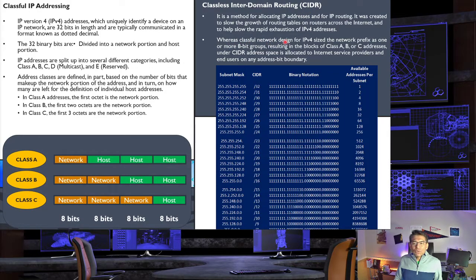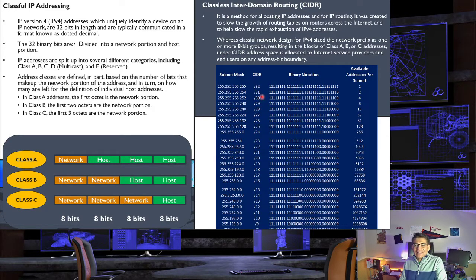Whereas classful network design for IPv4 sized the network prefix as 1 or more 8-bit groups, and we see that here, resulting in the blocks of class A, B, or C addresses, which again we saw earlier today. Under CIDR address space, the allocation is given a little bit easier and more freely, because we are able to use any address bit boundary. So we are not restricted by 8 bit boundaries to create different sections within our network.